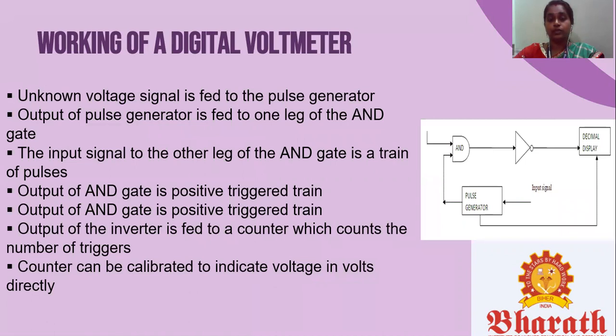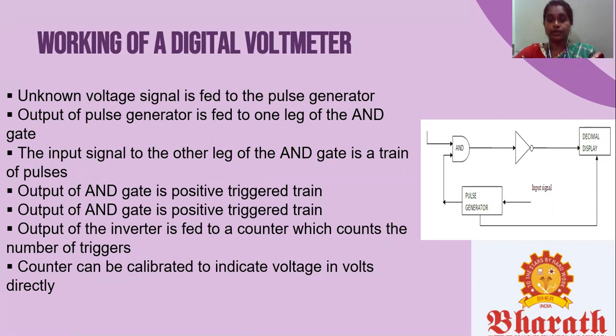Now coming to the working of the digital voltmeter, the unknown voltage signal is fed to the pulse generator, which generates a pulse whose width is proportional to the input signal. The output of the pulse generator is fed to one leg of the AND gate. The input signal to the other leg of the AND gate is a train of pulses.